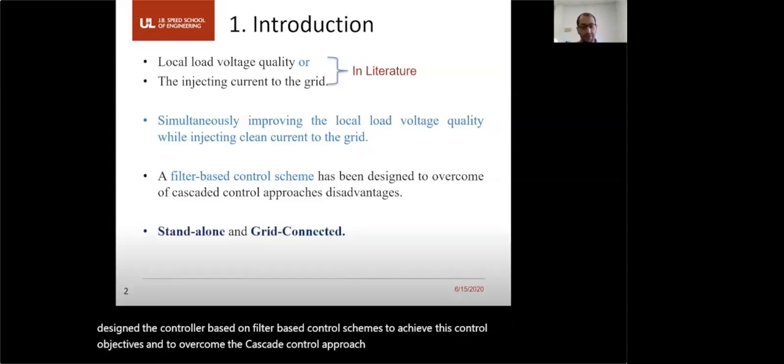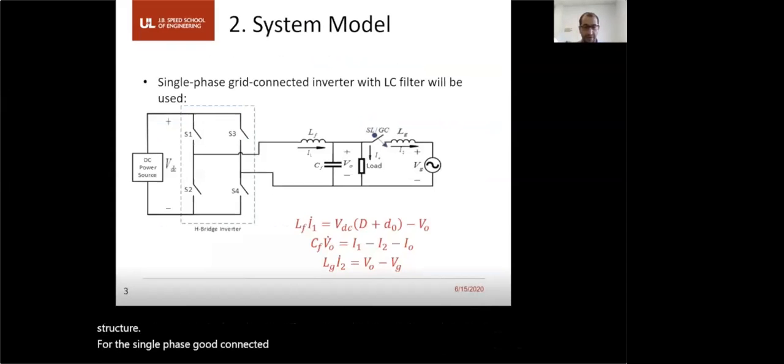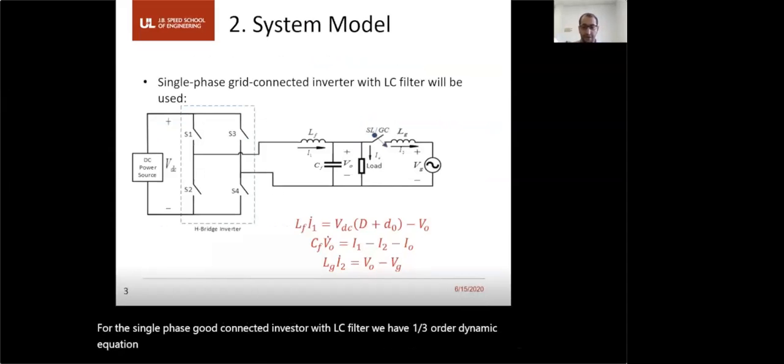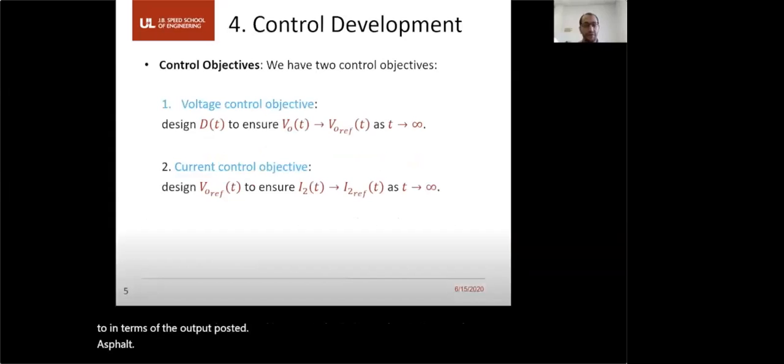Also, our approach ensures standalone and grid-connected transition mode without changing the control structure. For the single-phase grid-connected inverter with LC filter, we have a third-order dynamic equation, I1, V out, I2. In our approach, we have to find the second-order dynamic system in terms of the output voltage V out, as follows. We have two control objectives, a voltage control objective and a current control objective.